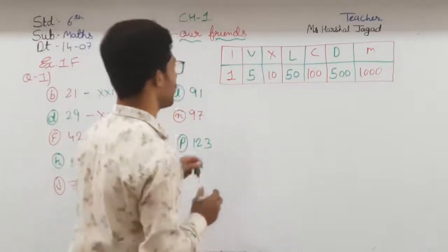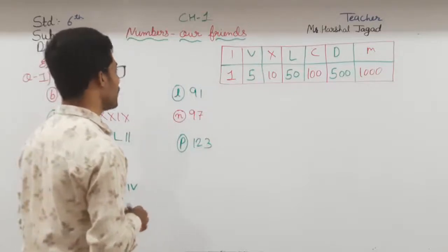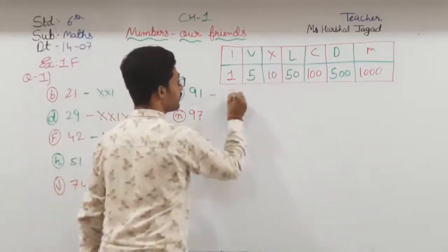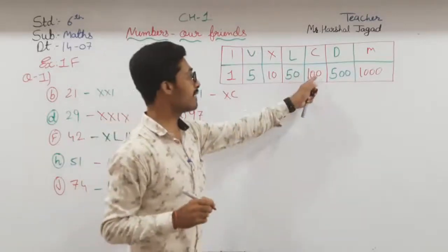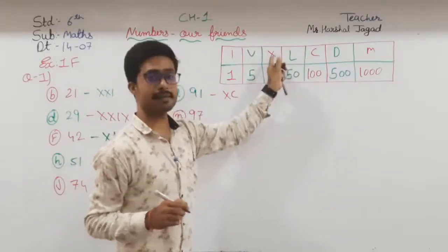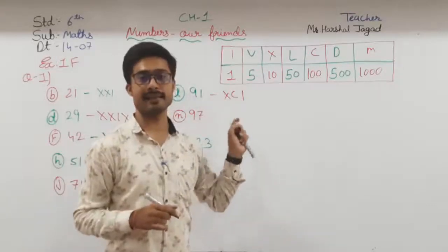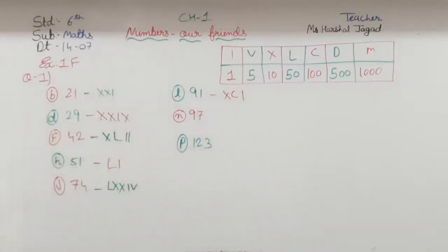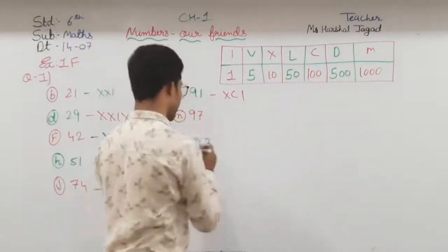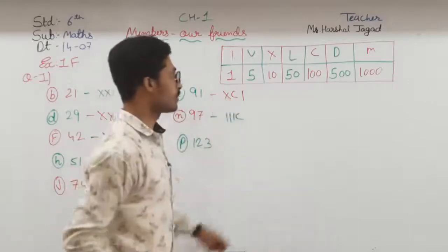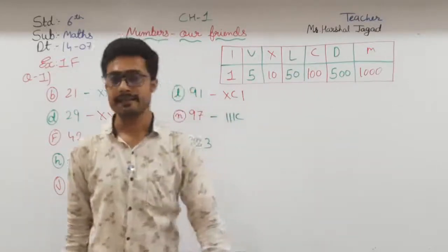Okay, friends, moving forward to 91. How will we make 91? Here I can say C minus 10, C minus X, that is 100 minus 10, plus 1, that is 91, XCI. Okay students, that is 97. So we have to subtract from C, 1, 2, 3. So C minus 3, that is 97.